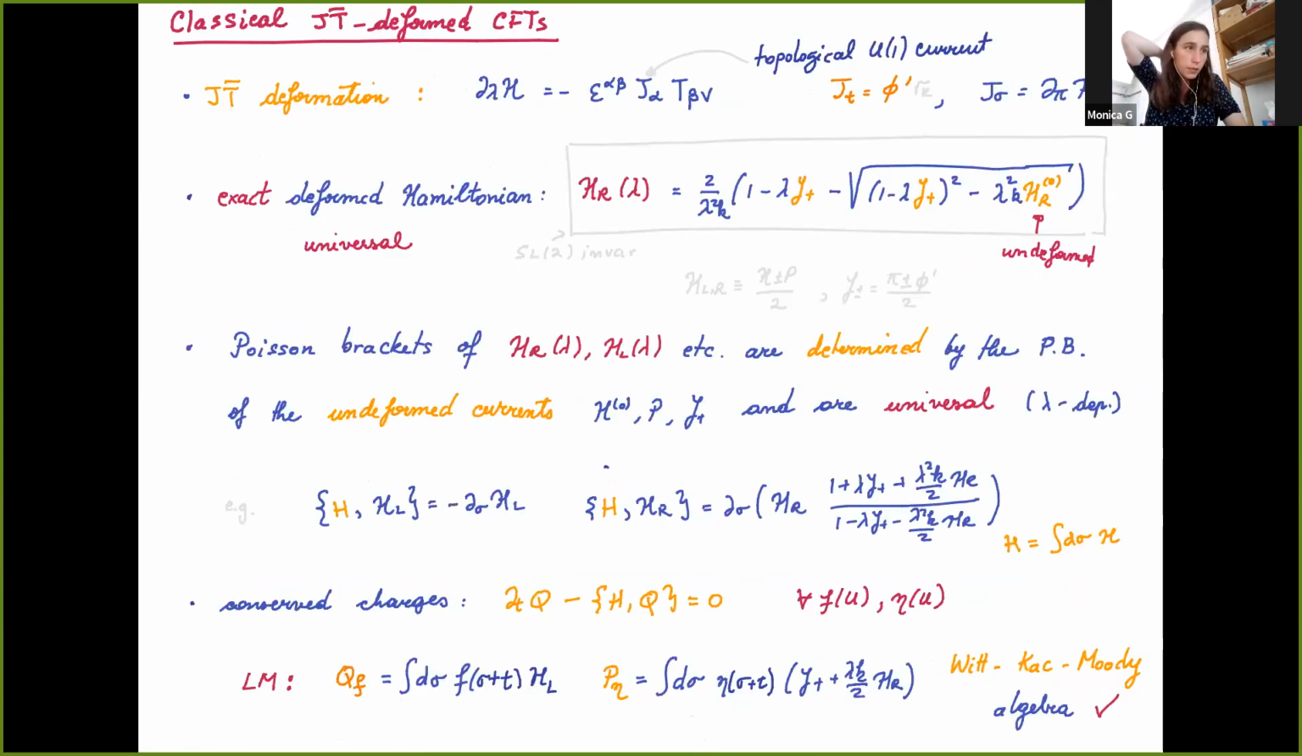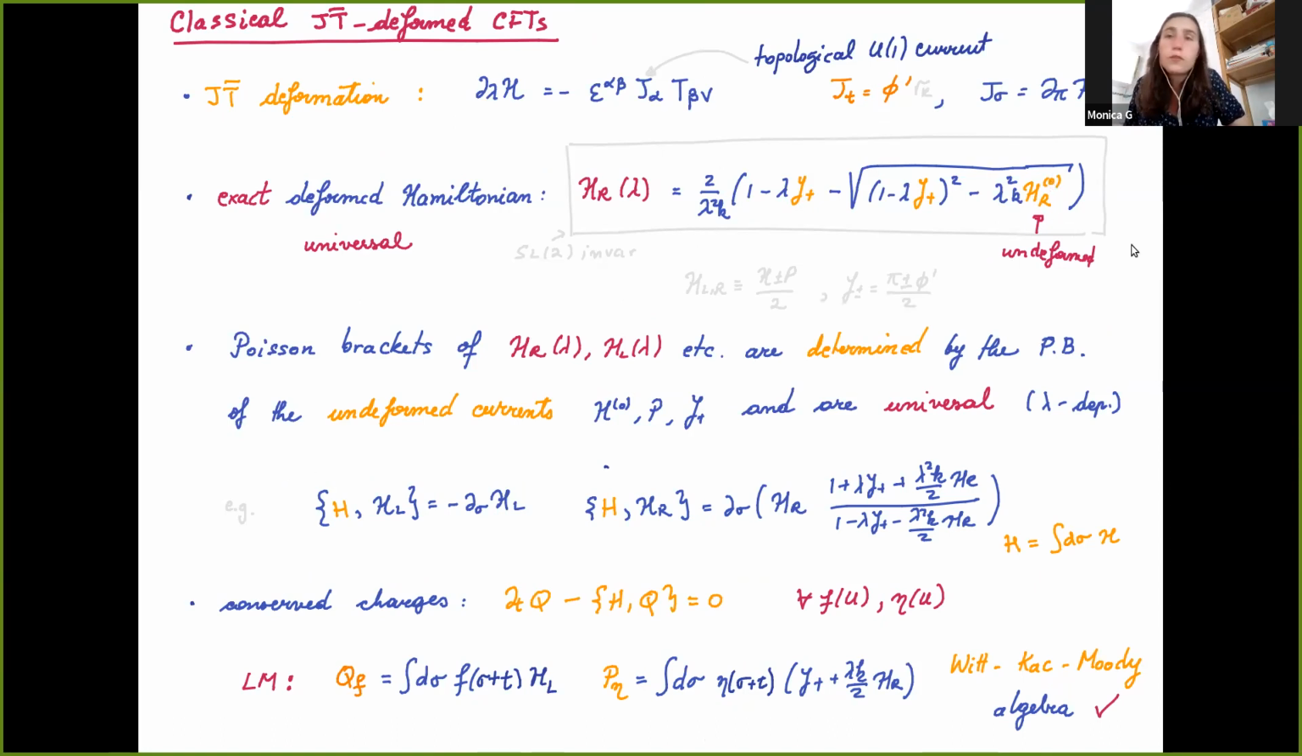So what happens in JTbar? Classically, we can do exactly the same steps. We solve the flow equation for the Hamiltonian density, where we model this U(1) current by some topological U(1) current, some phi. We get an exact solution for the deformed Hamiltonian, which looks like this: the deformed Hamiltonian expressed in terms of pi and phi prime, and the undeformed Hamiltonian of the CFT.